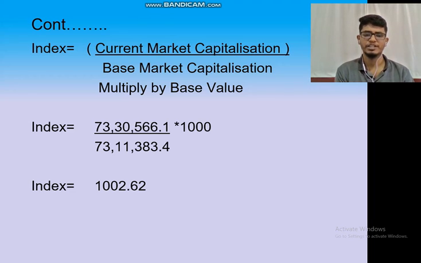So the index is 73 lakh 30,566.1 divided by 73 lakh 11,383.4 into 1000. 1000 is the base value. Okay, so the index value is 1002.62. So the base value is 1000 and the index value is 1002.62. So this shows the bullish movement.